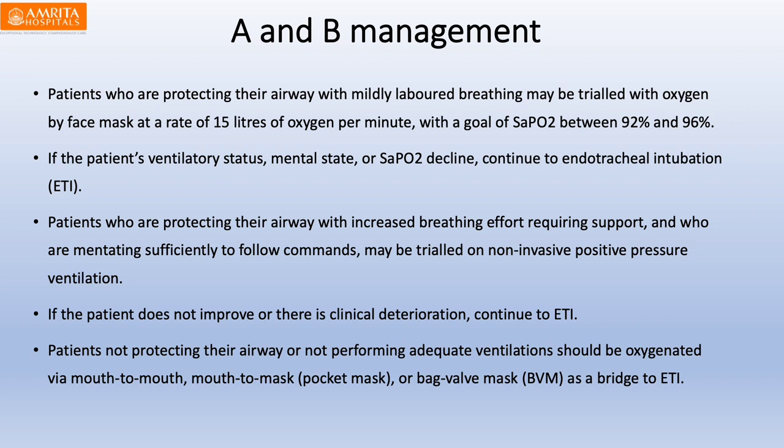If the patient's ventilatory status, mental state or saturation declines, go ahead and do an endotracheal intubation. Don't wait here. Patients who are protecting their airway with increased breathing effort, requiring support, and who are sufficiently maintaining to follow commands may be trialed on non-invasive positive pressure ventilation, but again there is a higher risk of aspiration. So what we suggest is that with GCS less than 13, it is better to go ahead and intubate, because already they have aspirated. Now again you don't want to increase the risk of aspiration. If the patient does not improve, again there is clinical indication, continue to endotracheal intubation.